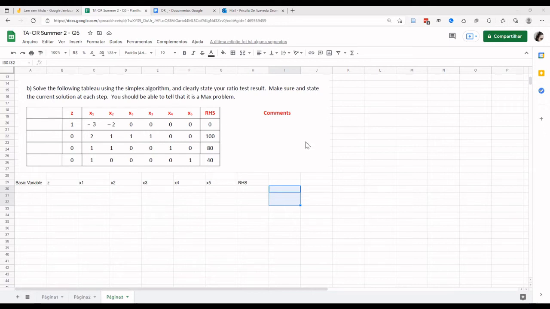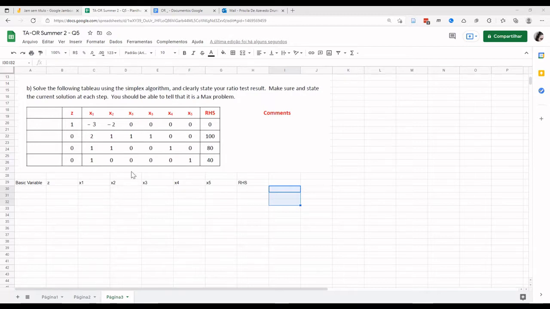Let's see the quiz 4 and go step by step together. So the thing is, the professor showed us the tableau and asked us to start making the necessary iterations in order to find the optimal solution.